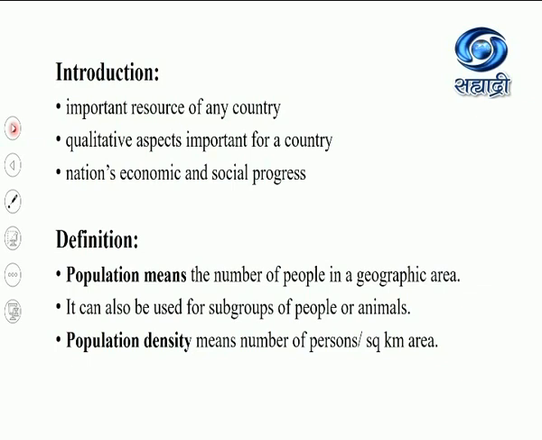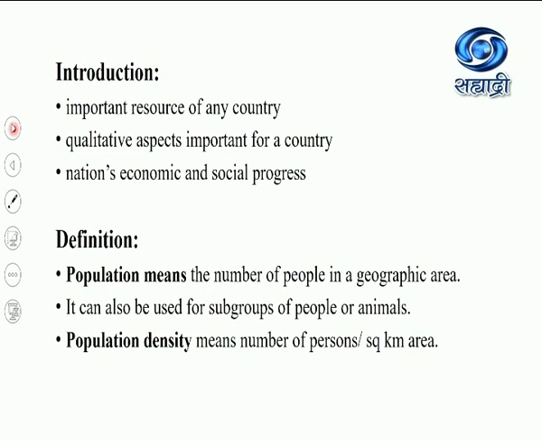Now when we define population, what is the meaning of population? Population means the number of people in a geographic area. So here we are just defining how much is the number of people in a particular area. So it can be 10 lakh people, it can be 50 lakh people, it can be crores of people. So we are just counting the number of people in a geographic area. So that defines the population. So we can use this word population for a subgroup of people or even for the animals.